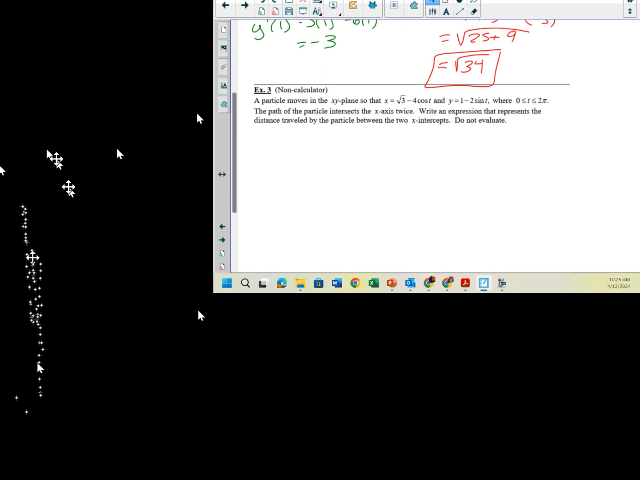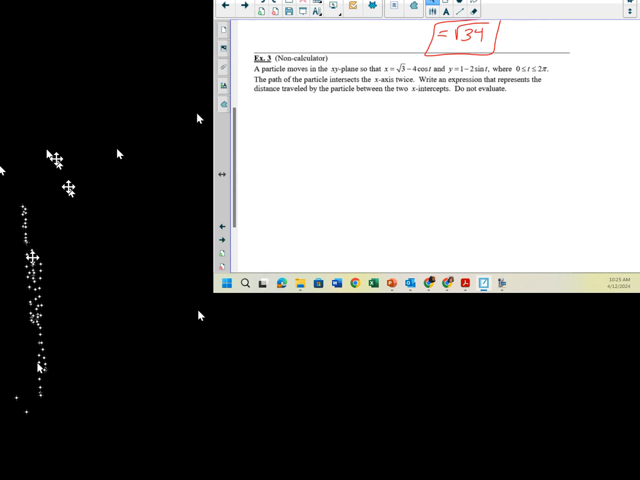Here's the next question. A particle moves in the xy plane so that x equals the square root of 3 minus 4 cosine t, and y equals 1 minus 2 sine t. T is between 0 and 2 pi. The path of the particle intersects the x-axis twice. Write an expression that represents the distance traveled by the particle between the two x-intercepts. Do not evaluate. So talk to your group members and see what you think about what you need to do first.